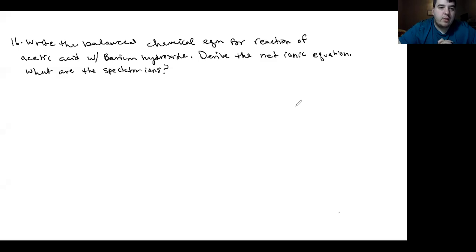So the first thing I want to do is write the chemical equation for this reaction. So we know we're going to have acetic acid. If we recall, acetic acid is going to have this formula, this right here. So we've got an acetate ion plus a hydrogen ion. And when we put those together, it gives us acetic acid. And then we've got barium hydroxide.